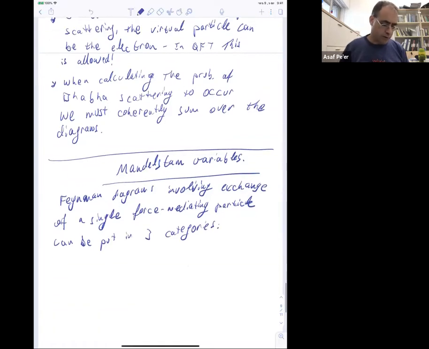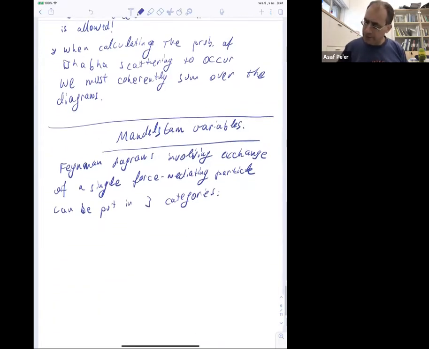The first one is called the S channel. S comes from space. So we have one particle interacting with another particle, let's put it like that, P1, P2. And then there is a force mediating particle. Let's write it as a photon. I'm putting its momentum as Q. And then this photon introduces two new particles, which are called P3 and P4. This is called the S channel.